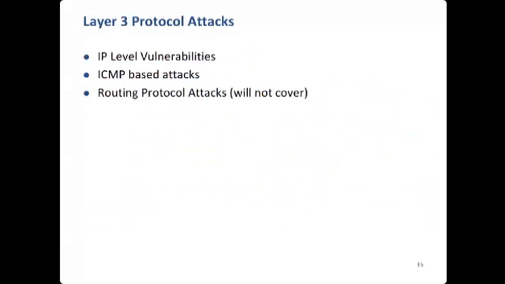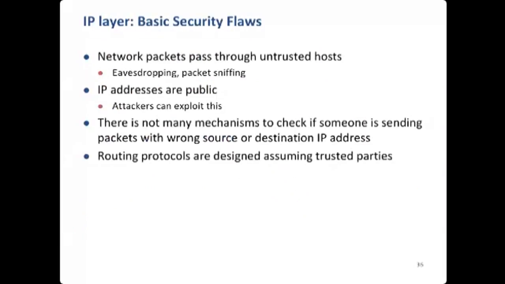So first we'll look at IP level vulnerabilities, then we'll see supporting protocols like ICMP that can also be exploited. And then of course the routing protocols, as in the China example, BGP etc., can also be exploited.